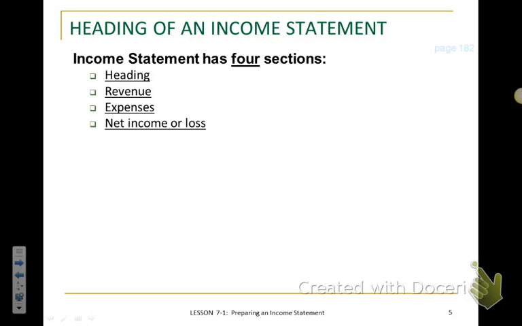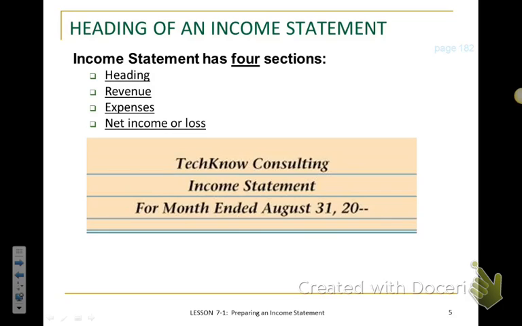So our heading has 4 sections on our income statement. The revenue, expenses, and net income. Our whole income statement has 4 sections: the heading, the revenue section, the expense section, and whether we have an income or a loss. So we'll start with our heading.